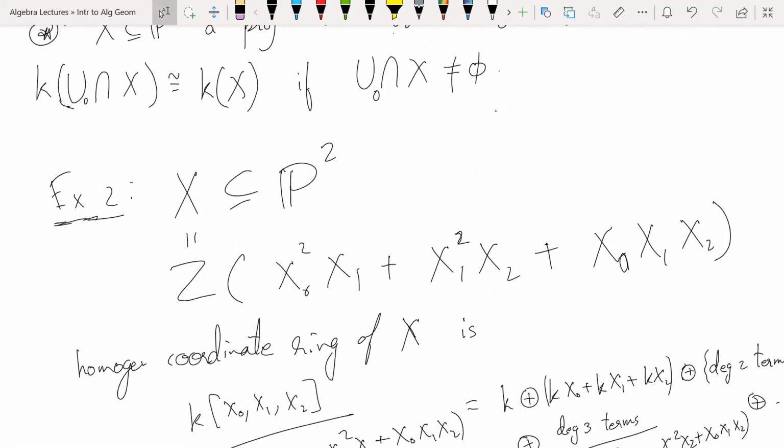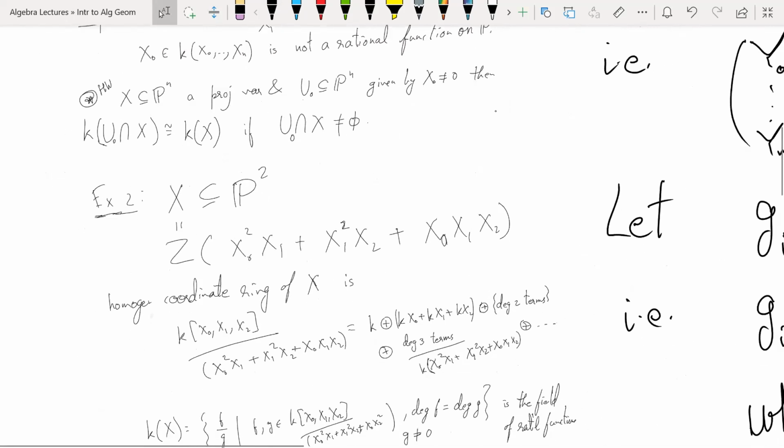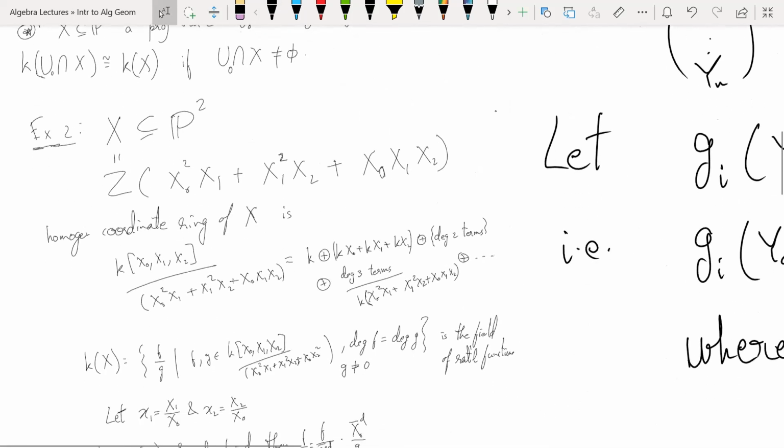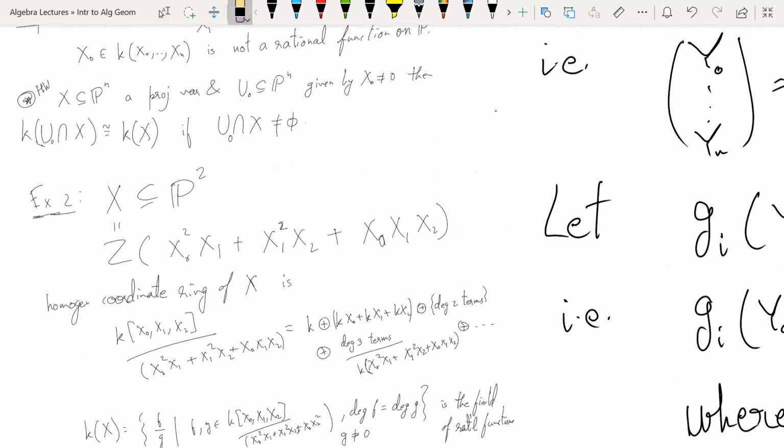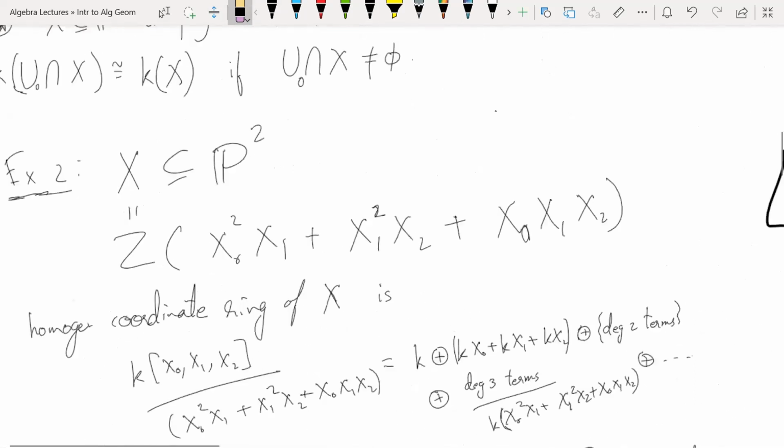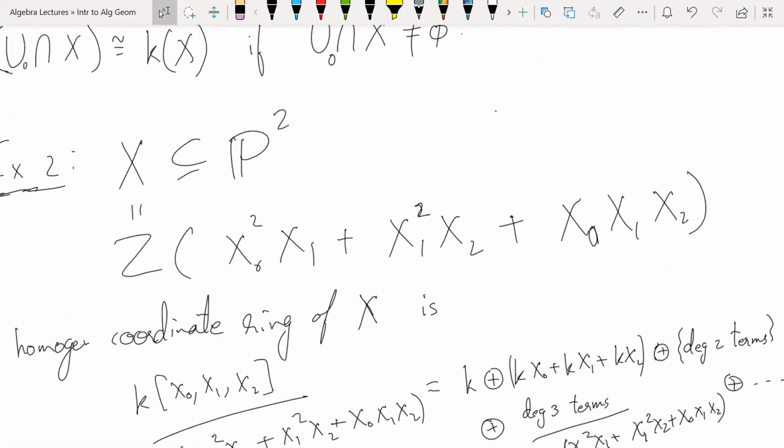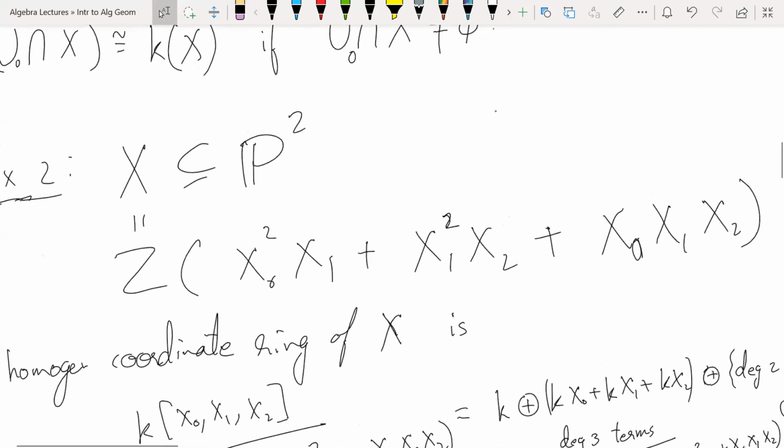So let x be in P2, given by something like this. I did make some change here. I don't know why it's not appearing here. Yeah, so I did change. I didn't change here, so this is the reason I changed. So if I take the zero set of this, what's the problem? Is x a projective variety?